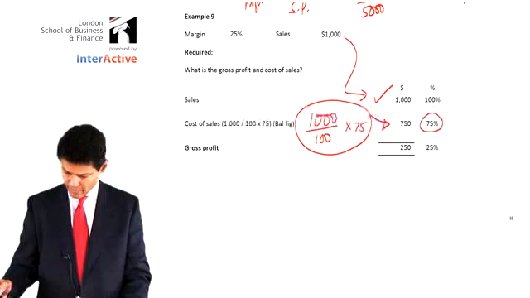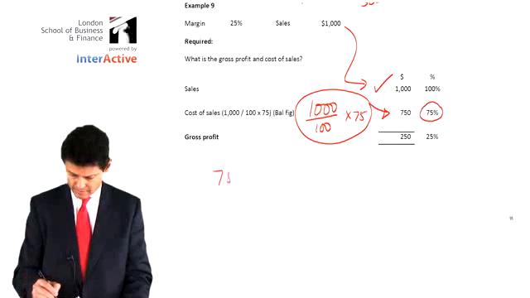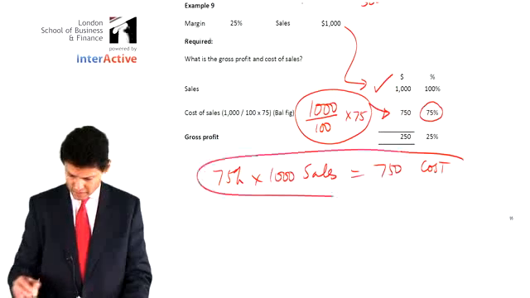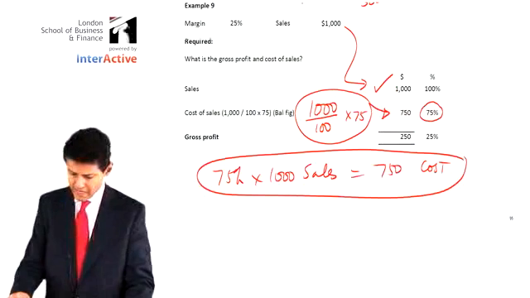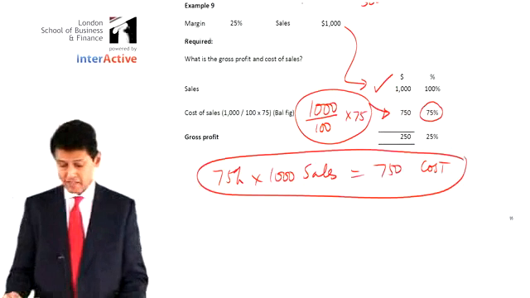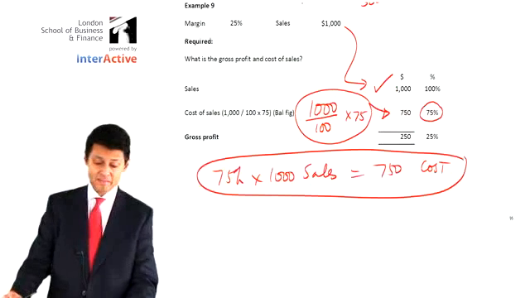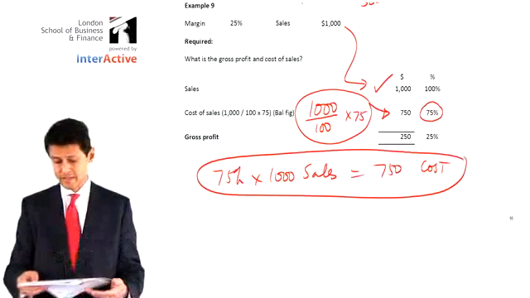And, of course, another way of looking at it is 75% of sales 1,000 equals 750, and that is the cost. I think that's marginally better, that little technique. So if they say to you the margin is 25% and the sales is 1,000, the cost, of course, must be 75%. And what's 75% of sales of 1,000? It must be 750. Very, very straightforward indeed.